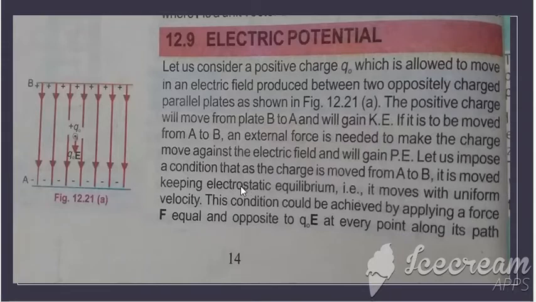Let us impose a condition that as the charge is moved from A to B, it is moved keeping electrostatic equilibrium. How can we keep electrostatic equilibrium? When the charge is moving with uniform velocity, we say that it is moving with electrostatic equilibrium. How can this condition be achieved? By applying an external force opposite to the electric force. The magnitude of the external force should be equal to the magnitude of the electrostatic force, but its direction is opposite to that of the electrostatic force at every point along its path.